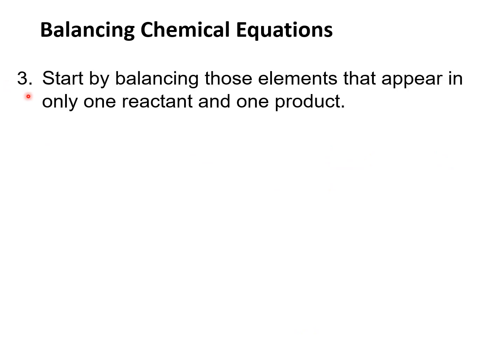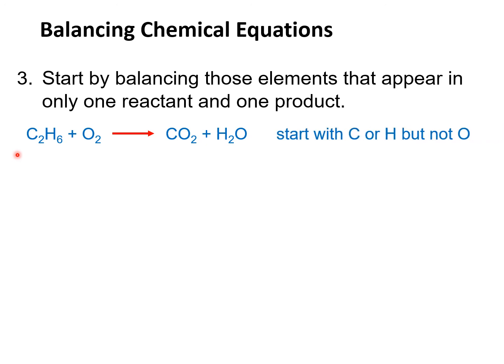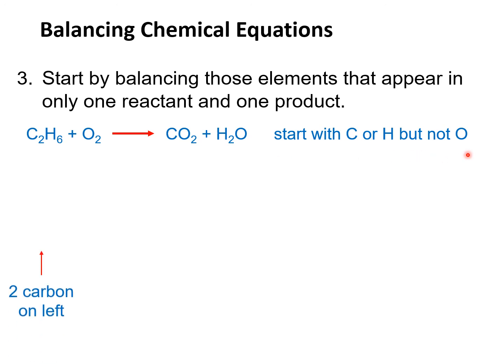The next step is to start by balancing the elements that appear in only one reactant and one product. So in the example we have here, we would want to start by balancing either carbon or hydrogen, but not oxygen, because carbon only appears in one compound in the reactants and one compound in the products. And hydrogen also only appears in one compound in the reactants and one compound in the products. However, oxygen, while it only appears in one compound in the reactants, appears in two compounds in the products. So we want to balance the oxygens last.